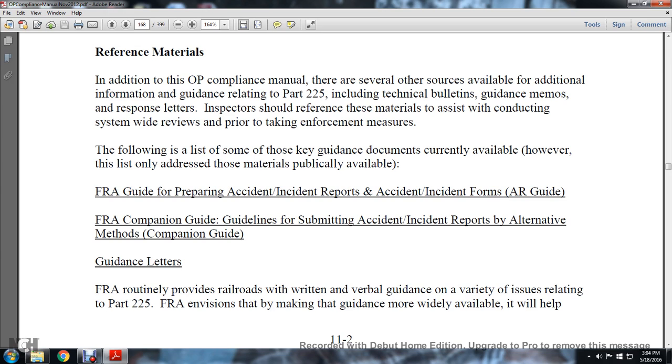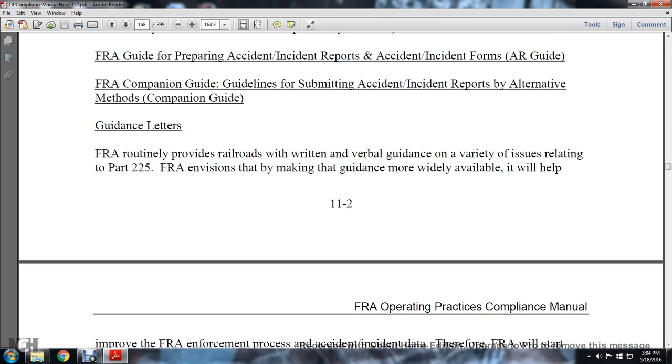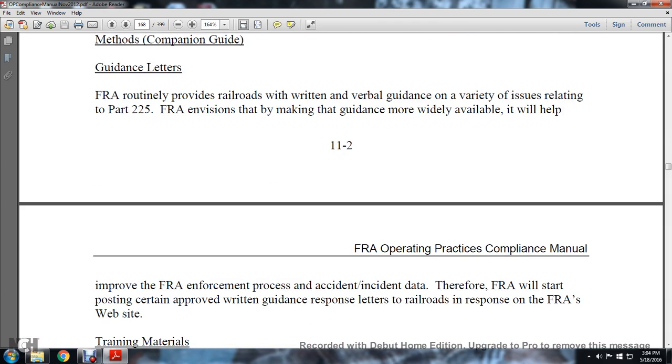However, the list addresses only some of the more materials publicly available. The FRA Guide for Preparing Accident Incident Reports and Accident Incident Forms, the AR Guide. The FRA Guide for Submitting Accident Incident Reports by the Alternative Method, the Companion Guide. Guidance letters. The FRA routinely provides railroads with written and verbal guidance on a variety of issues relating to Part 225. The FRA is envisioning making the guidance more widely available. If it will help improve the FRA's enforcement process of accident incident reporting, the FRA will start posting certain approved written guidance and response letters to the railroads on the FRA's website.